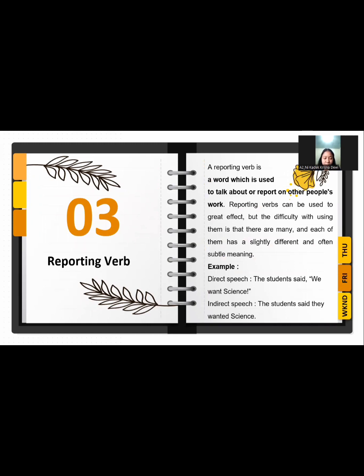Okay, let's move to the third material, which is reporting verb. A reporting verb is a word which is used to talk about or report on other people's work. Reporting verbs can be used to great effect, but the difficulty with using them is that there are many and each of them has a slightly different and often subtle meaning. For example, direct speech: the student said, "We want science." And in indirect speech, the student said they want science.